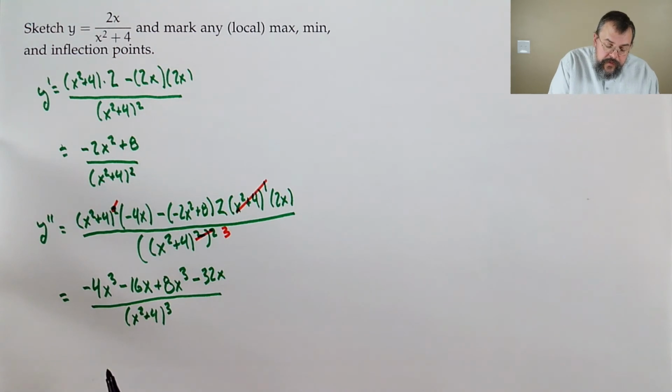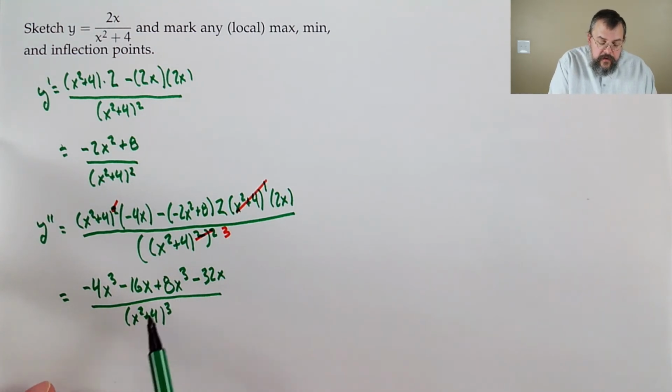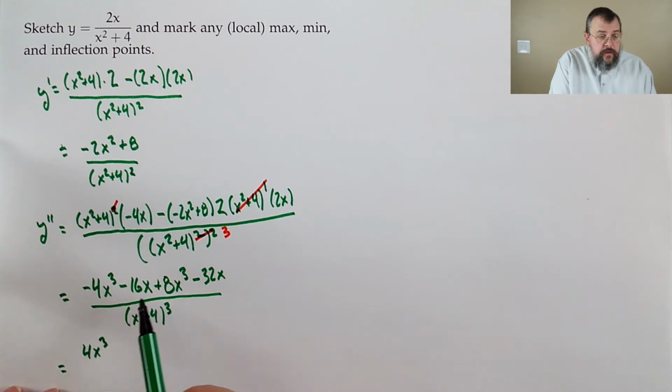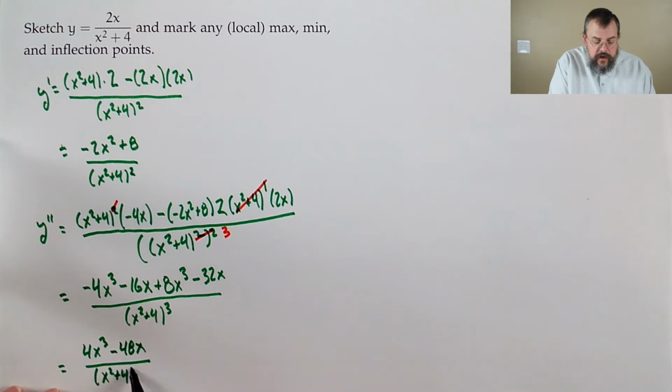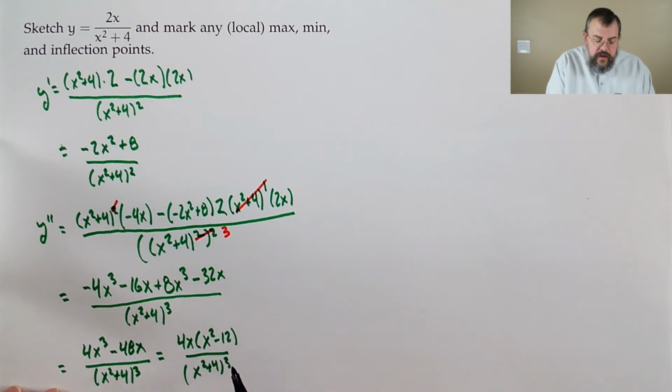Well, okay. That's 4x cubed, because 8x cubed minus 4x cubed, minus 16 minus 32 is minus 48x. And divide that by x squared plus 4 cubed. All right, well, let's go ahead and factor. That's 4x times x squared minus 12 divided by x squared plus 4 cubed.